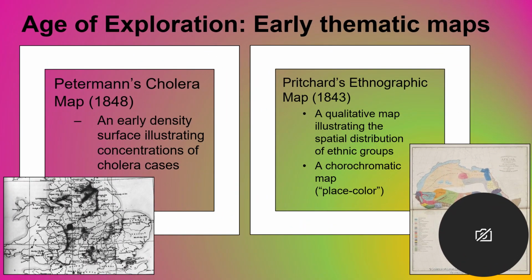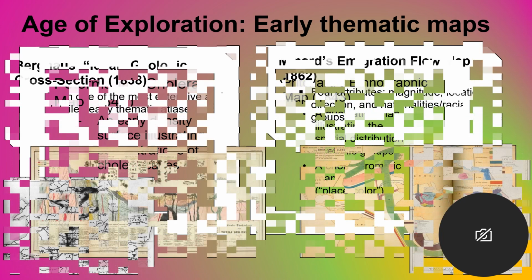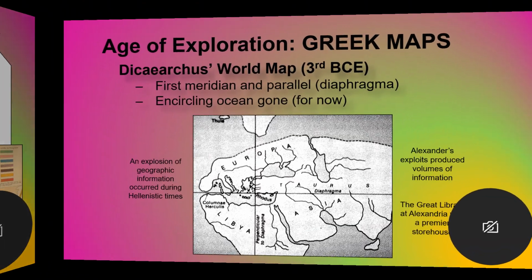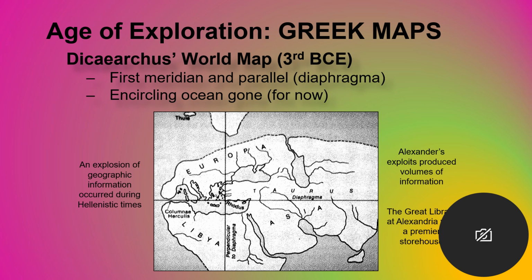Then we have Petermann's cholera map and Prichard's ethnographic map. They were both unique in their own way. Burgos's ideal geological cross-section map and Minard's immigration flow map. You can see how beautiful they are. Then we have Greek maps, Dicaearchus's world map, third century before the Common Era, with the first meridian and parallel, the diaphragma, encircling the ocean. An explosion of geographic information occurred during Hellenistic times, and Alexander's exploits produced volumes of information.